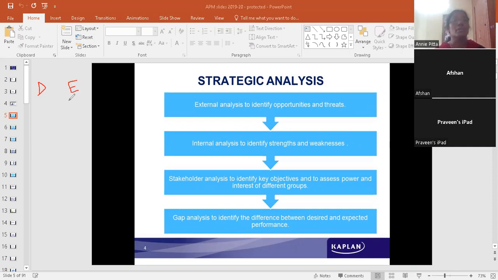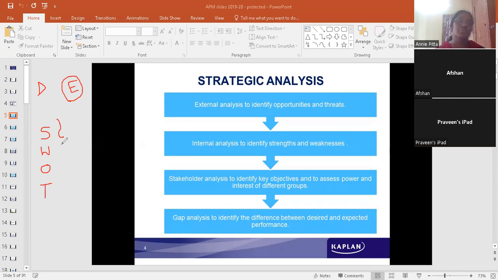But how do they arrive at this expected performance? How do they know what is possible for them to achieve? There are three different types of analysis taken up: external analysis, internal analysis, and stakeholder analysis. You are aware of the concept of SWOT. All of you are aware of what SWOT is. S talks about strengths, W weaknesses, O opportunities, and T threats.